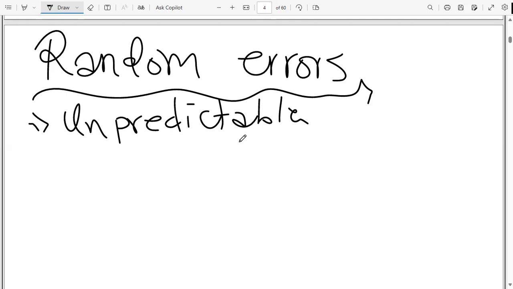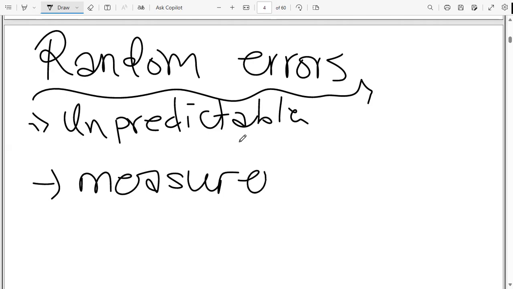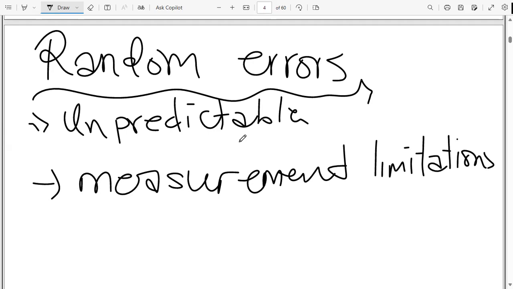Okay, so why are these guys unpredictable? Why do you think these measurements are unpredictable? It's due to the limitations that are out of your control or external environmental factors. So let me just put it like this: measurement limitations and the environmental factor.